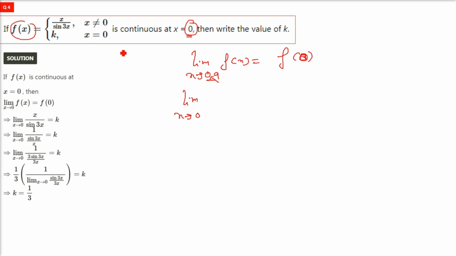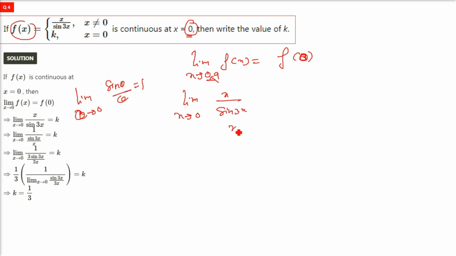So limit x tends to 0. When x tends to 0, x is not equal to 0. X tends to 0 means it is not exactly equal to 0 but just near 0. So we have to take x not equal to 0, so x by sine 3x. Now we know that limit theta tends to 0 of sine theta by theta is equal to 1. So we will apply it here.